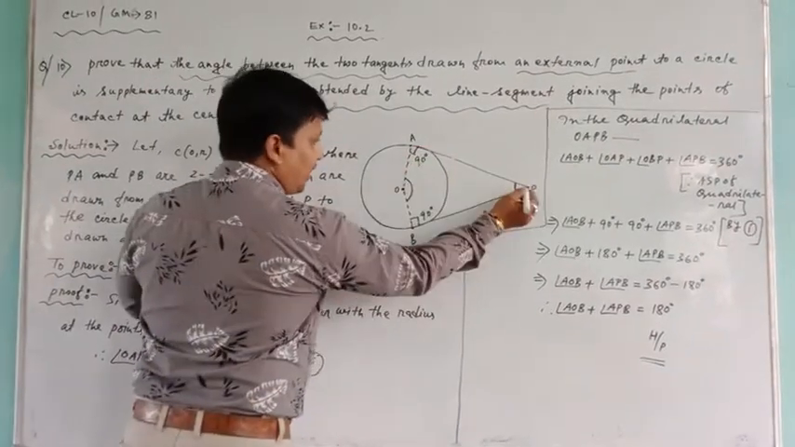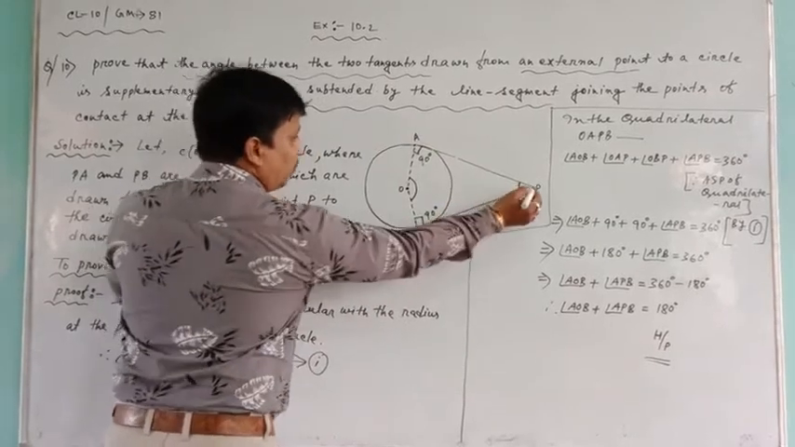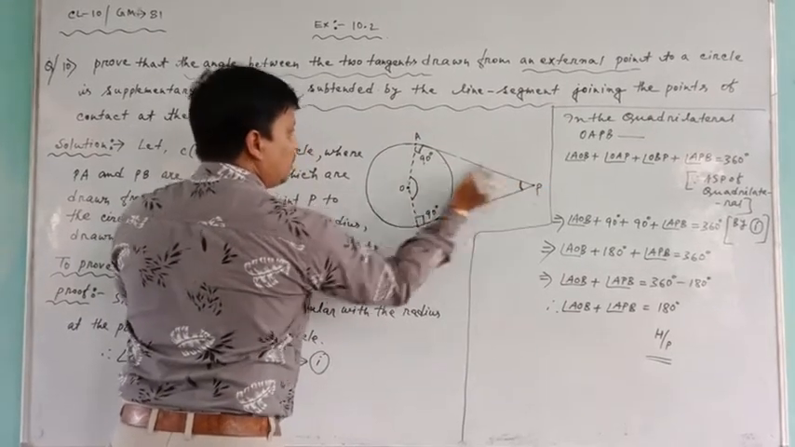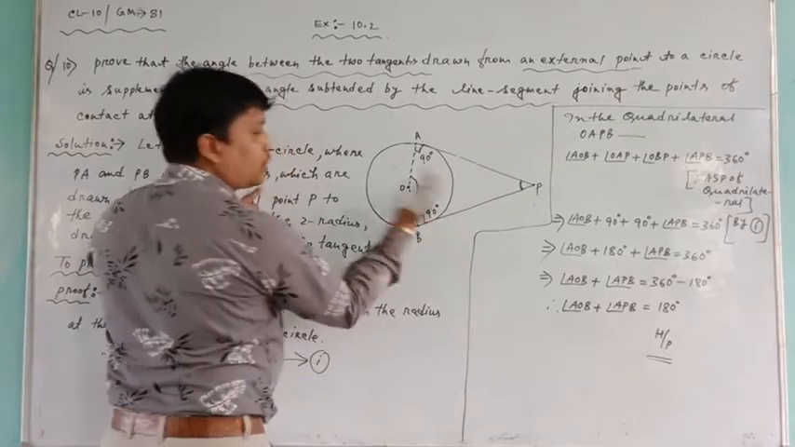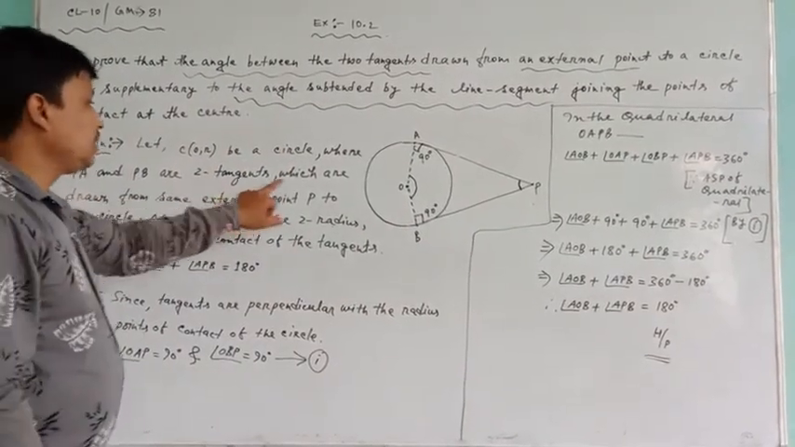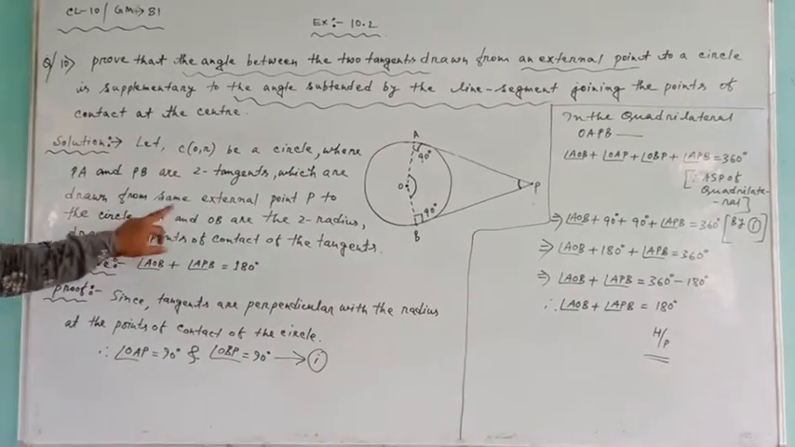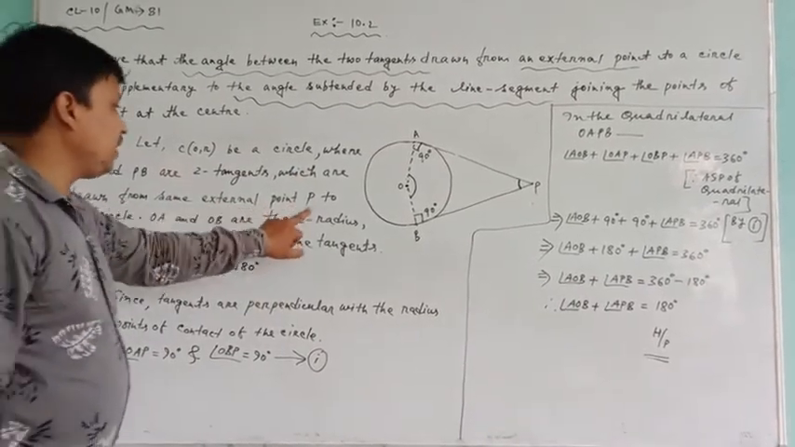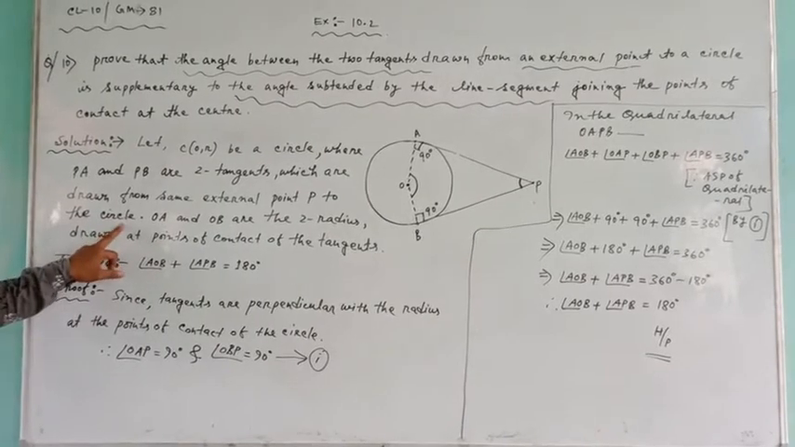PA and PB are two tangents which are drawn from the same external point to the two different points of contact of the circle. So that was written: PA and PB are two tangents which are drawn from the same external point P to the circle. Okay.